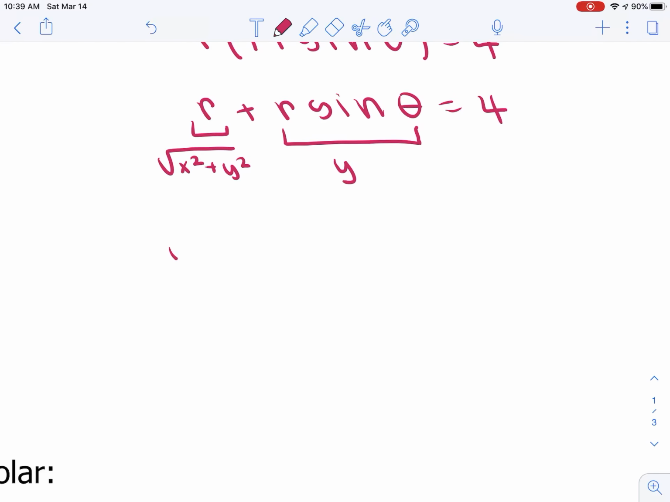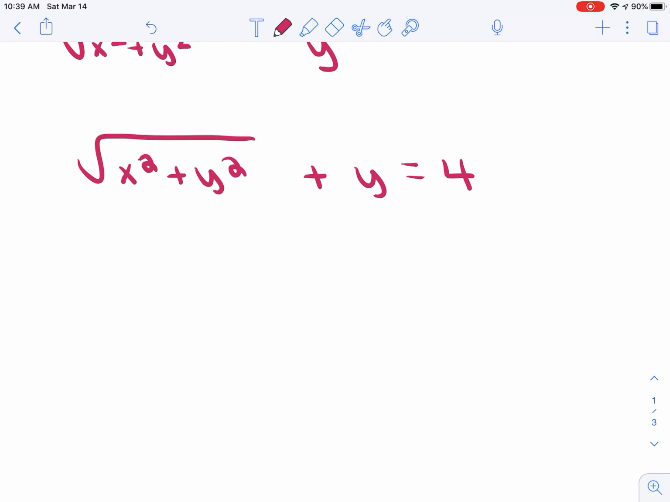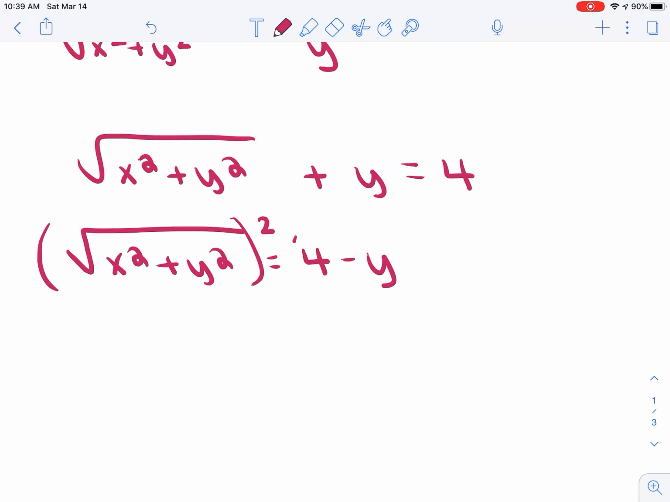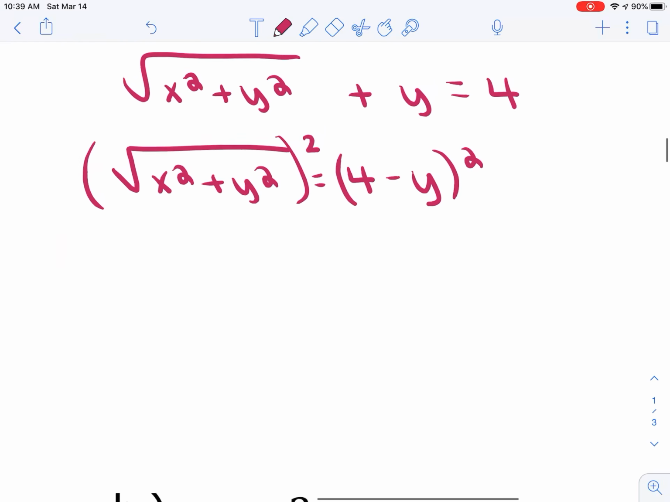Now, when we do that, you're going to have on the left-hand side the square root of x squared plus y squared plus the y equaling 4. But if you think about it, solving with radicals, remember if we isolate this radical, we can square both sides. So I'm going to isolate this radical by bringing that y to the other side, and then I can go about squaring both sides.